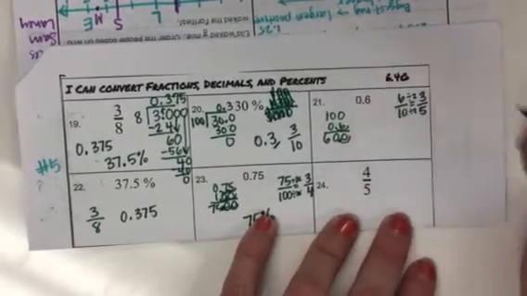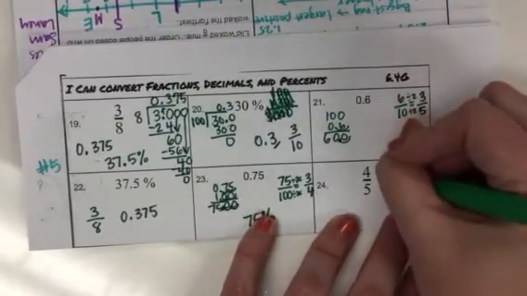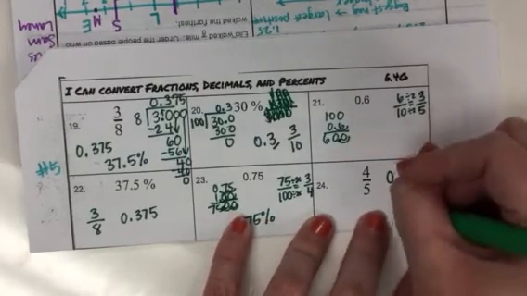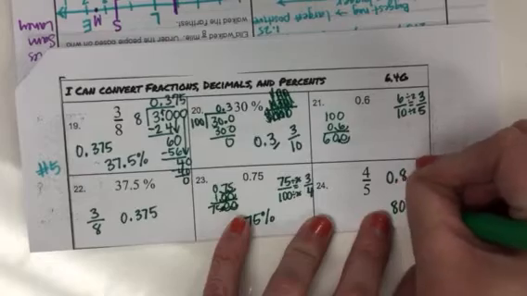I've already done 4/5 on this worksheet now twice. I know that it's 0.8. If I want to find out what the percent is, I multiply it by 100 and I get 80%.